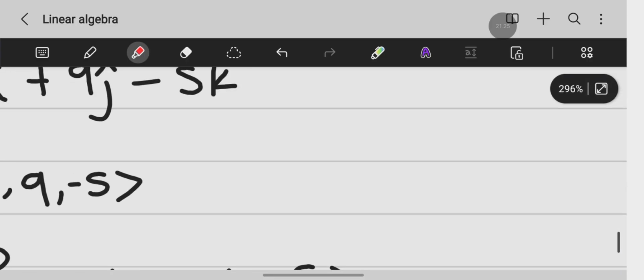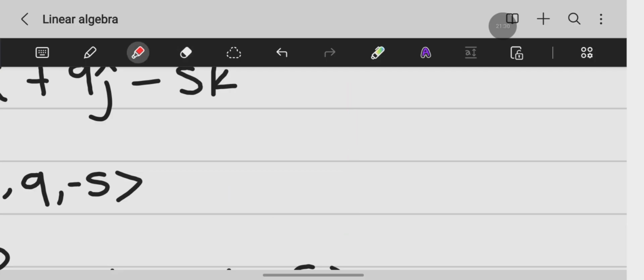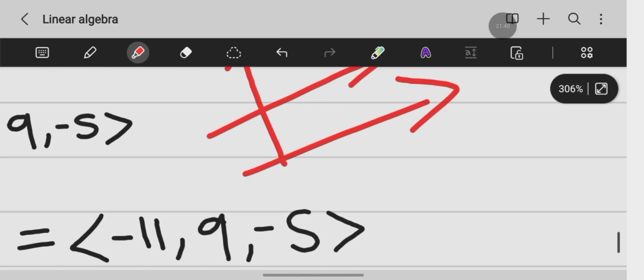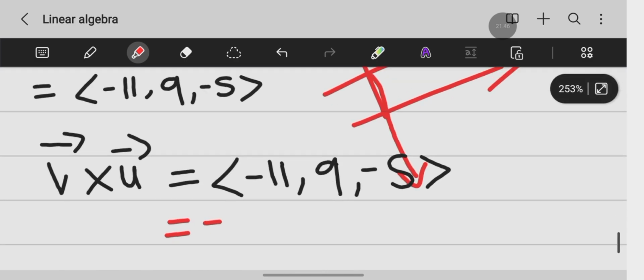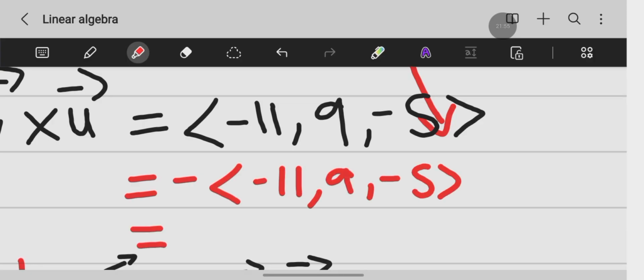So if you think of it, if you have these two vectors, and you have this orthogonal vector going up, the other orthogonal vector would be another one going down like that, right? Which has the same magnitude, just a different direction. So you would multiply this by a negative. So this would be 11, minus 9, and 5, right? I just hope you do understand what I'm saying.